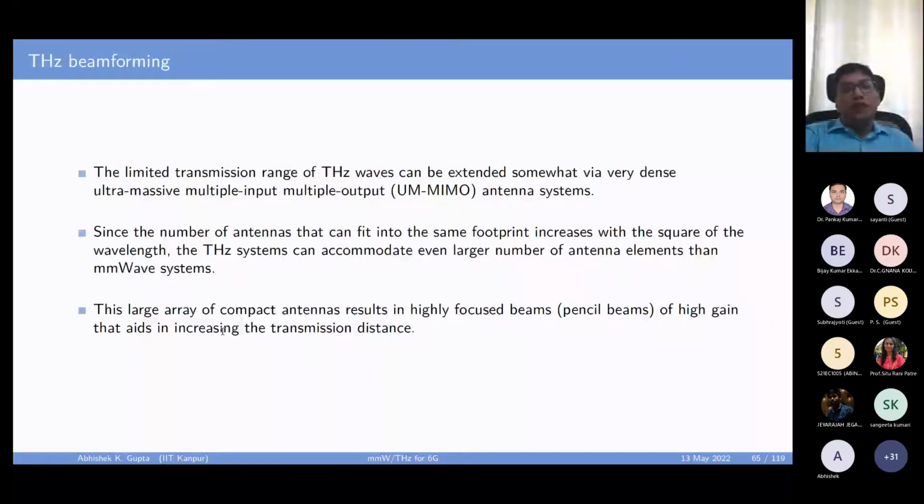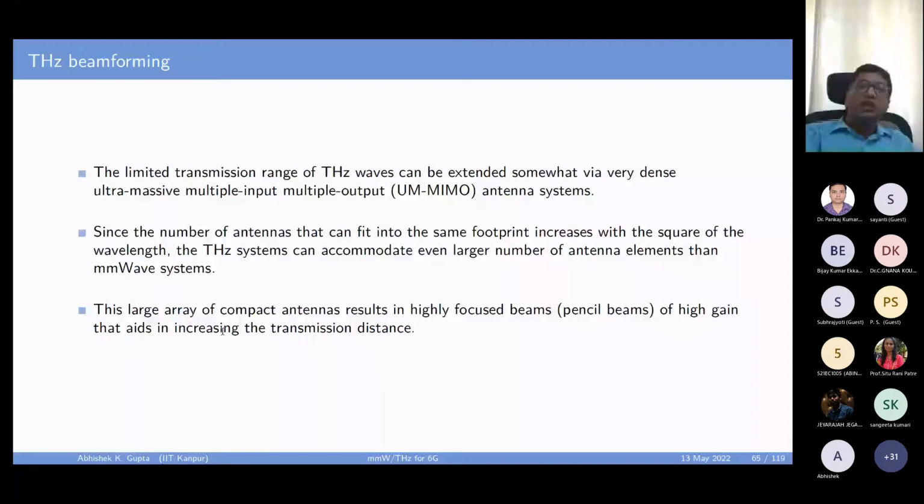Okay. Similarly, for terahertz beamforming, you can even put a larger number of antennas. So we can talk about very dense, ultramassive MIMO antenna systems, and as the size is small, they can fit into a very small footprint area, right? So they can accommodate a very large number of antennas. And as the number of antennas increases, you can actually get very, very narrow beams, which people call pencil beams because they can be as narrow as a pencil. So this will increase into very high gain.